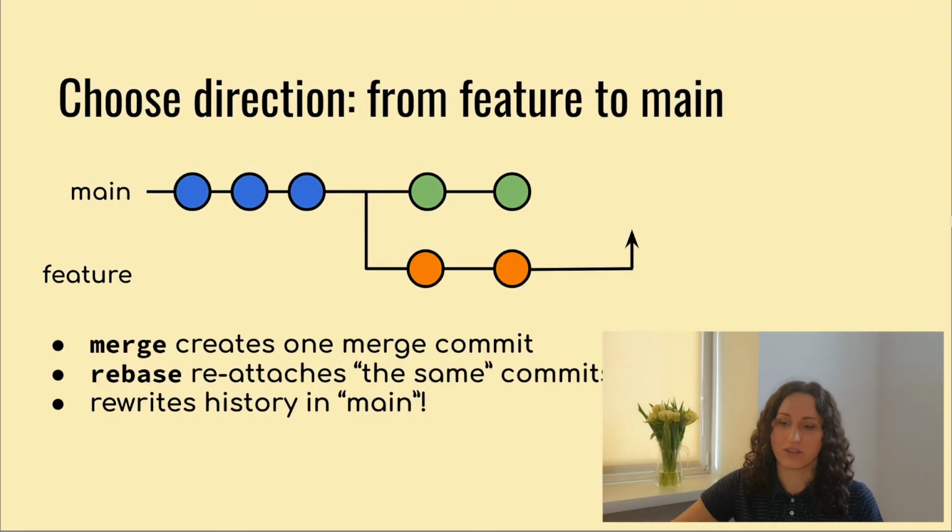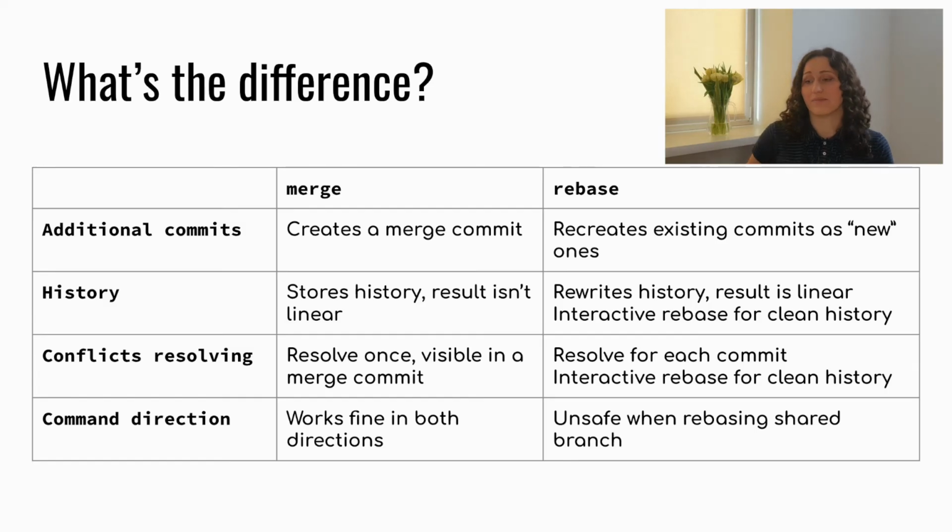If we want to integrate our changes from the feature branch to the main branch, what should we do? We can use, of course, the merge command, which is pretty simple. It will just create a new merge commit, or we can use rebase, which will reattach existing commits to a new place. Be careful when selecting the direction of your rebase command, because if you execute it in the wrong direction, it will rewrite history in your main branch and you won't be able to push it. Great, now let's try to show some results.